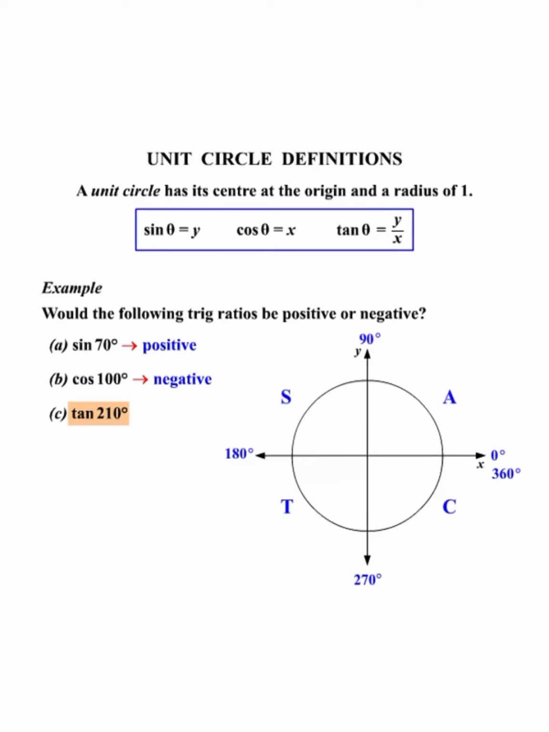And lastly, tan of 210. Draw ourselves a line here, go all the way around 210 degrees. Now that's in our T or tan quadrant, so tan of 210 will be positive.